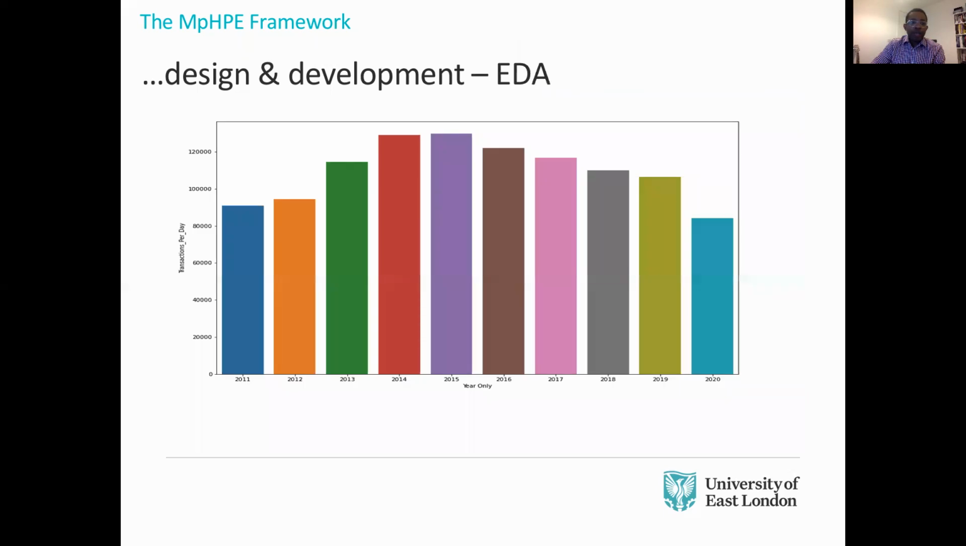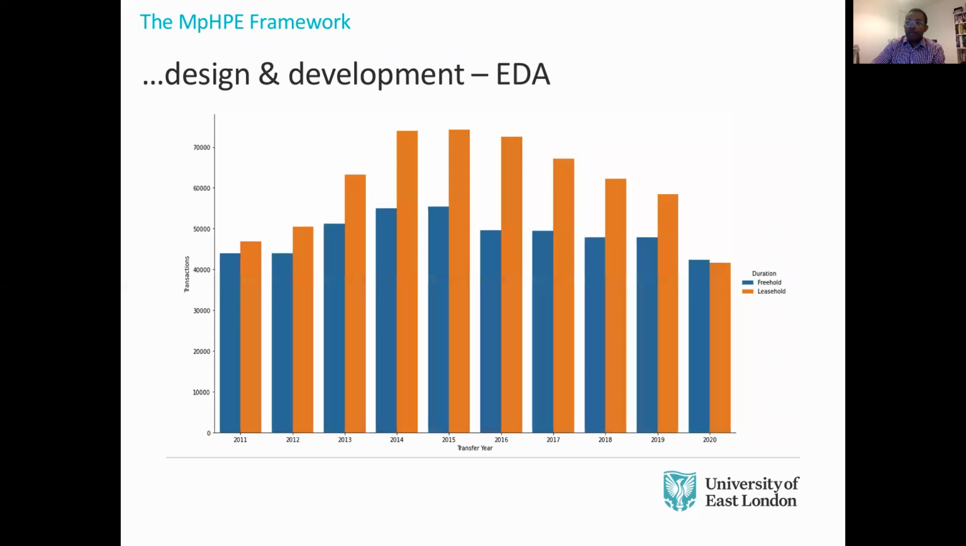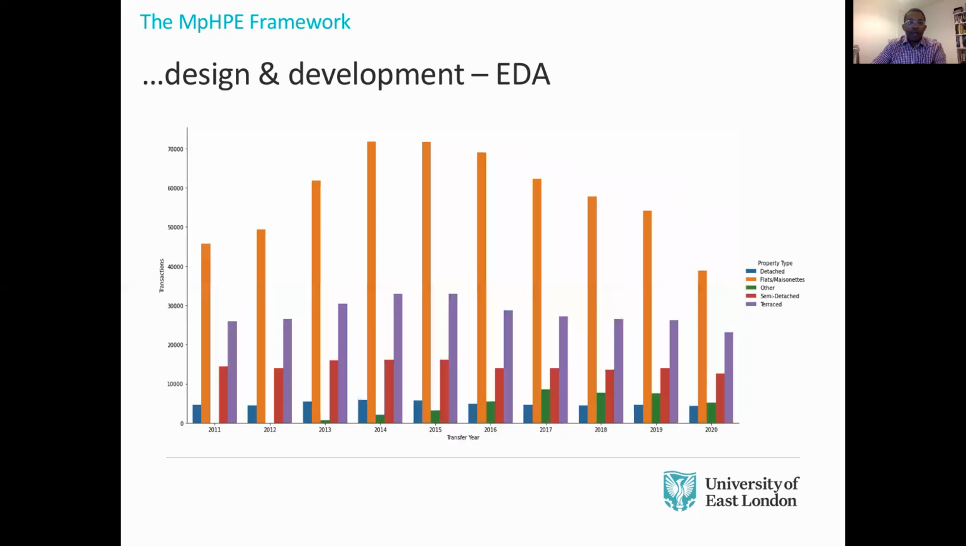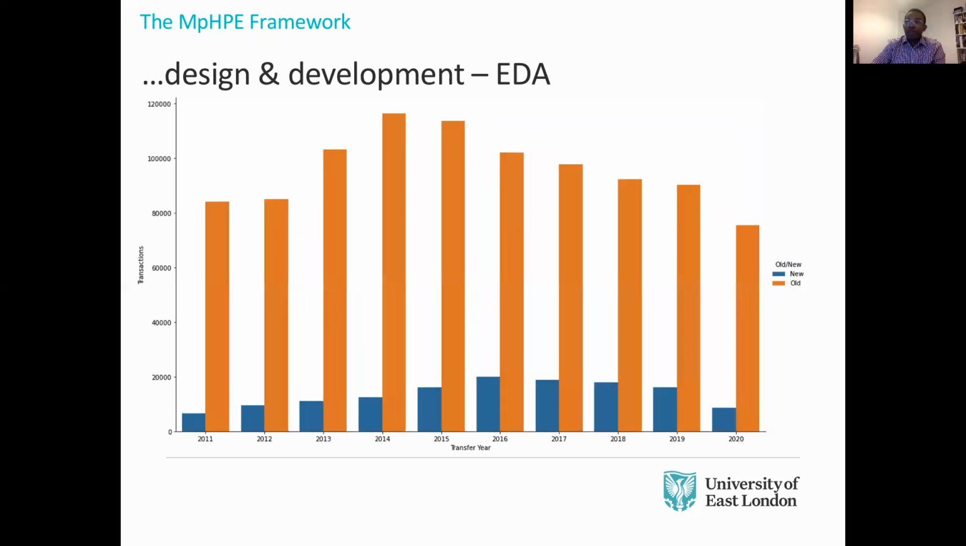Just a quick dive into more like an exploratory data analysis. On screen, you can see the volume of transactions year on year between 2011 and 2020. And then this is the distribution of house transactions based on the types of duration, whether it's freehold or leasehold, a distribution of the volume of transactions based on the different house types. And then here you've got a distribution based on age.